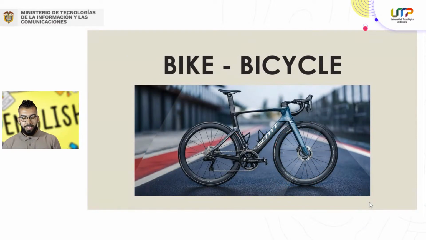This one is another means of transportation. This is very friendly with the environment, right? This means of transportation doesn't contaminate or doesn't pollute, right? This is the bike, or this is the bicycle. This means of transportation, remember, is very friendly with the natural environment. It doesn't contaminate, right? This is the bicycle.